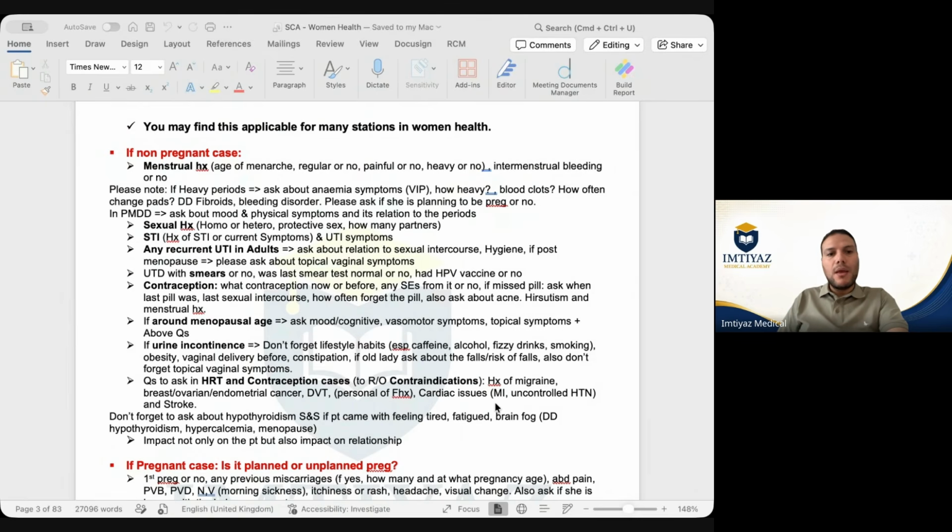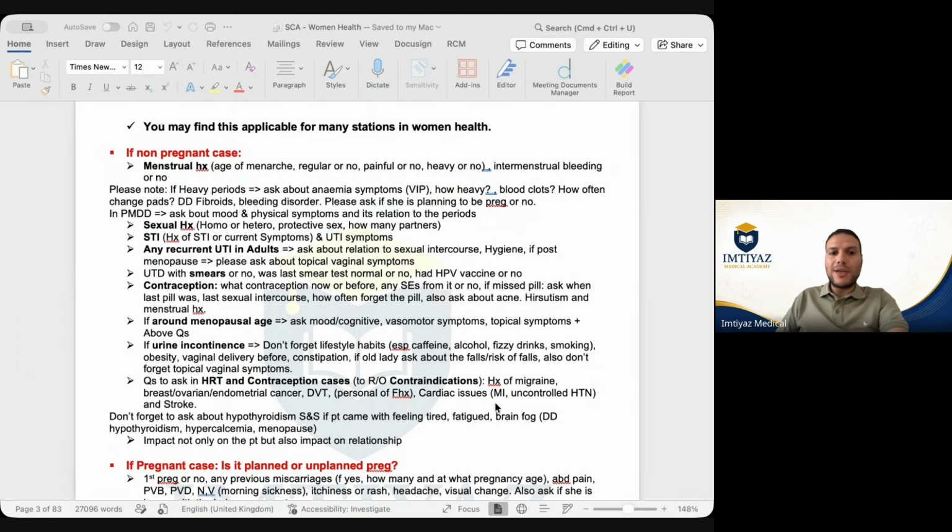Then urine incontinence, very important. In urine incontinence cases, you need to ask about lifestyle, how many times she was pregnant before, and mode of delivery. Definitely constipation here is very important as well, because if there is any constipation with incontinence, you need to take it into account as well. Very important.